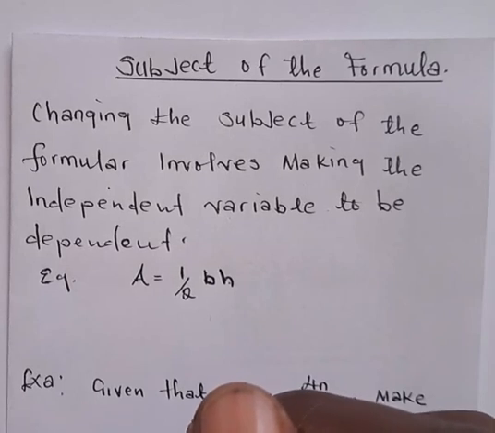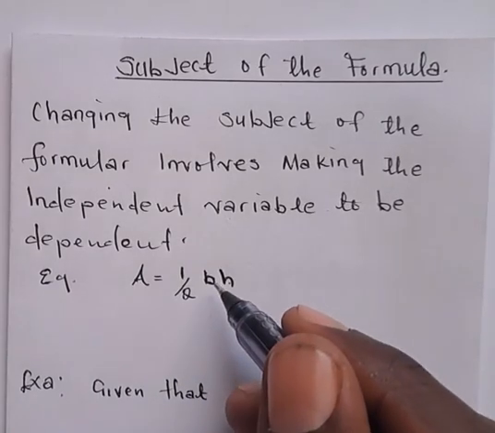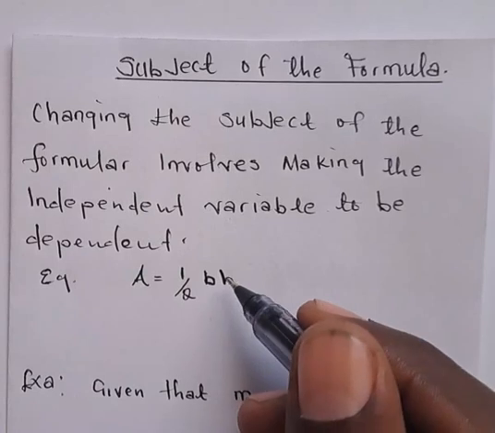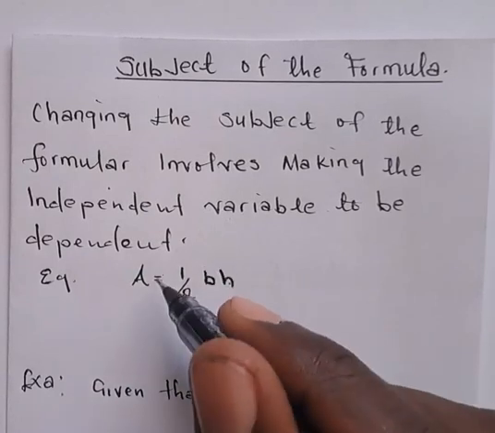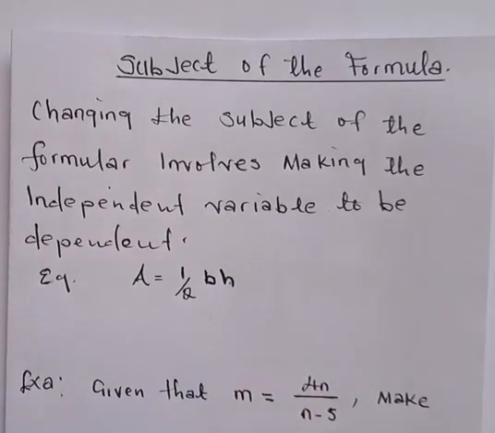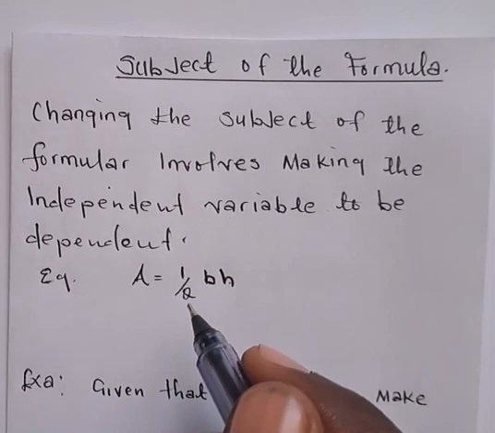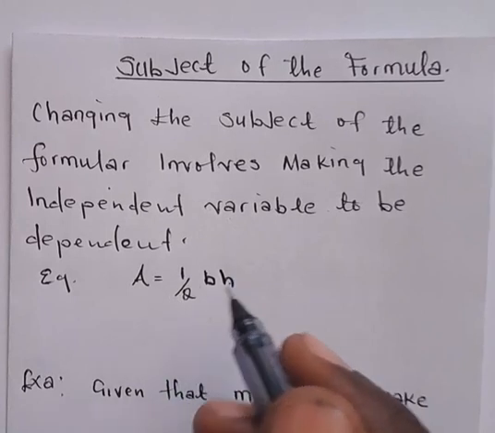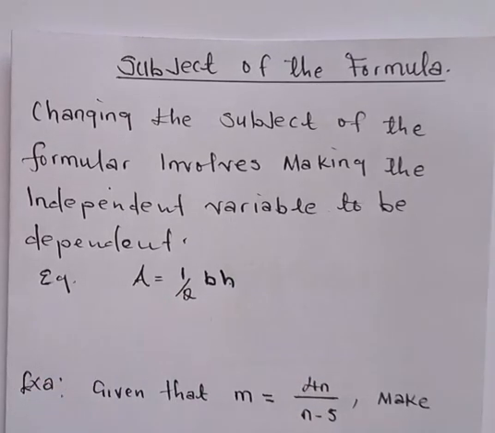So if you want to change the subject of the formula, it means maybe between B and H, we need to make one of them dependent, meaning we have to move it to this side, or we have to leave it alone. Let me use this term: we have to leave it alone, and then all the others will join the one which was alone there.